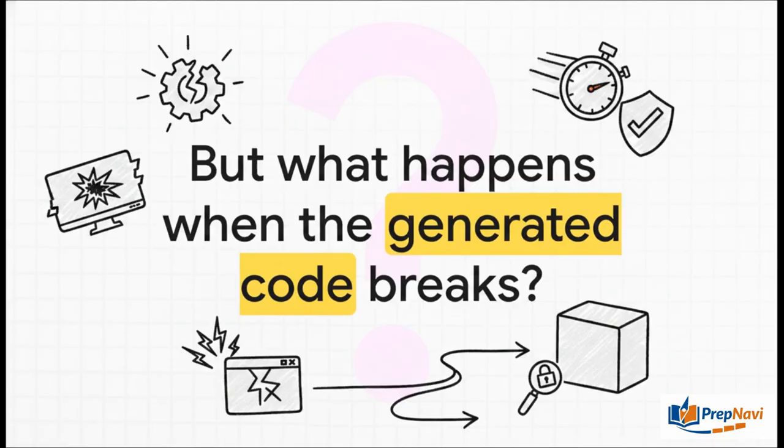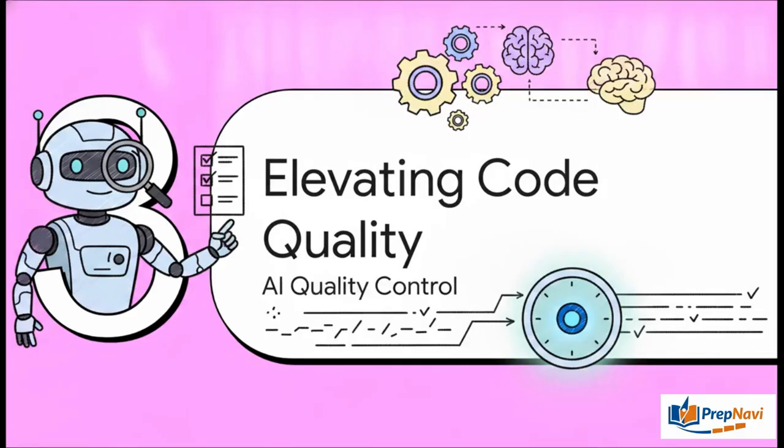But, and this is a really big but, what actually happens when that generated code breaks? Because let's be real, it absolutely will at some point. AI is unbelievably fast, but it is not infallible. We have to shift our mindset from just marveling at the speed of AI to focusing on the absolute necessity of accuracy and quality control. Speed means literally nothing if your software crashes in production, right? Which brings us perfectly to Section 3, elevating code quality.